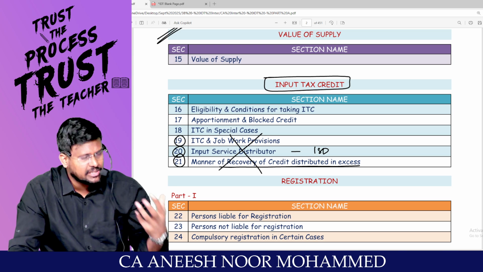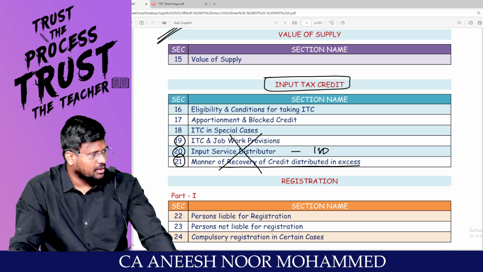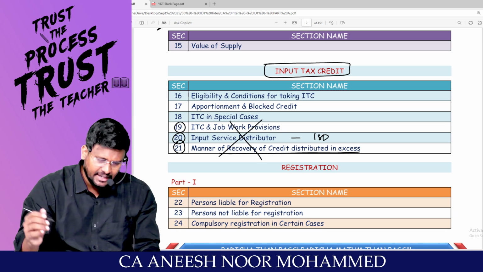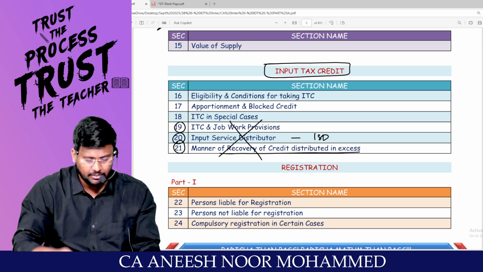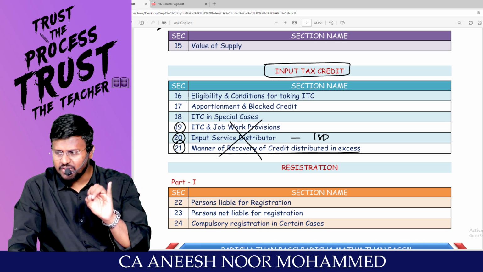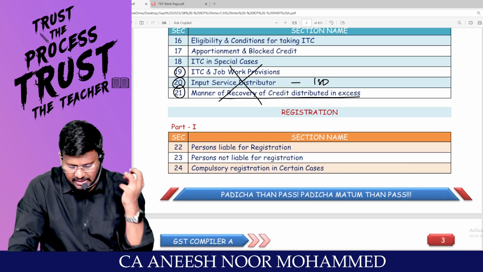What is section 16? Basic section for ITC. 17? Apportionment and blocked credit. 18? ITC in special cases. Then 19? ITC and job work provision. 20? Input service distributor. 21? Manner of recovery of excess credit.